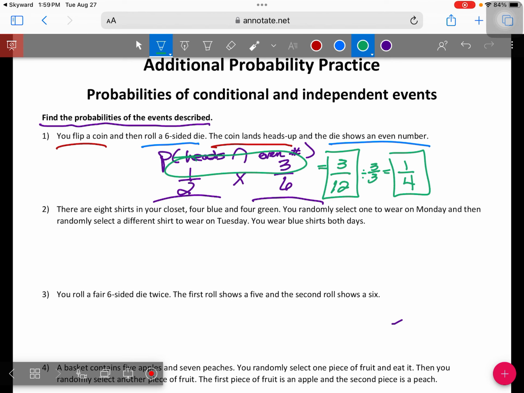So would you say these are independent events or are they dependent and conditional? Does the way I flip the coin affect the way I roll the die and what I get on that? No. So those are independent events.